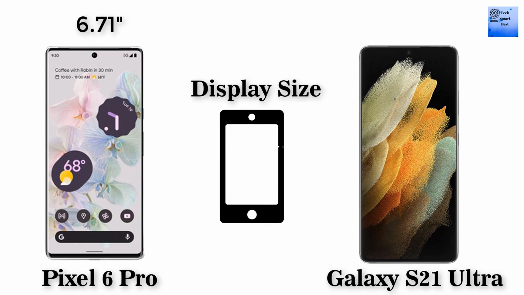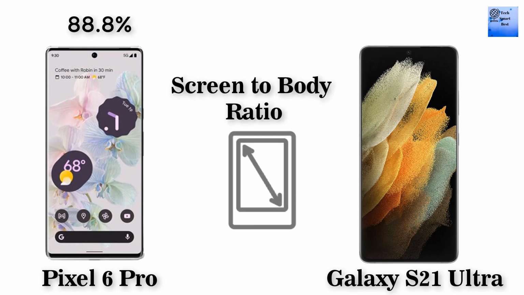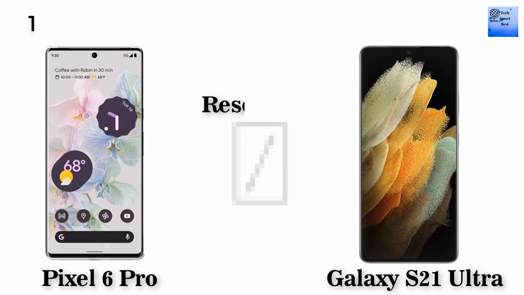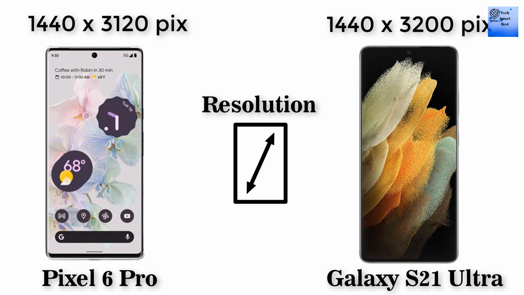The display size of the Google Pixel 6 Pro is 6.781 inch and the display size of the Samsung Galaxy S21 Ultra 5G is 6.8 inch. The screen-to-body ratio of the display of the Google Pixel 6 Pro is 88.8% and the screen-to-body ratio of the Samsung Galaxy S21 Ultra 5G is 89.8%. The resolution of the display of the Google Pixel 6 Pro is 1440 by 3120 pixels and the resolution of the display of the Samsung Galaxy S21 Ultra 5G is 1440 by 3200 pixels.